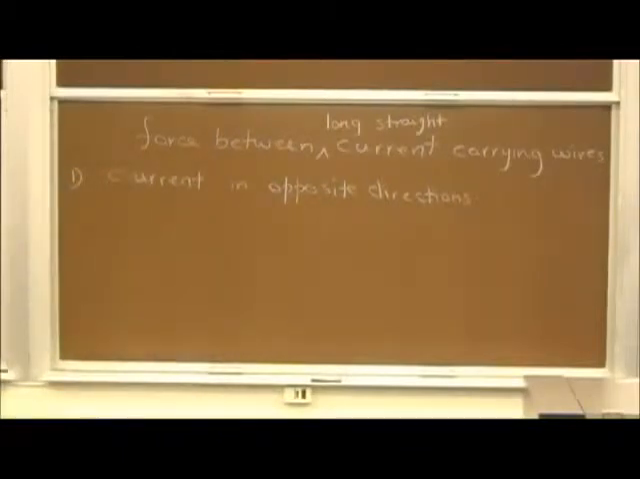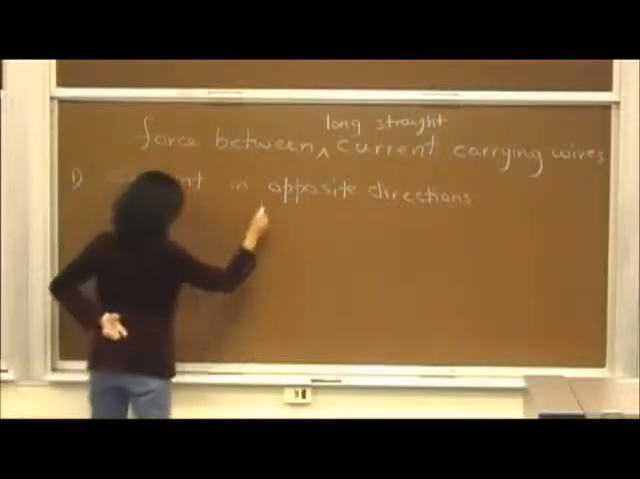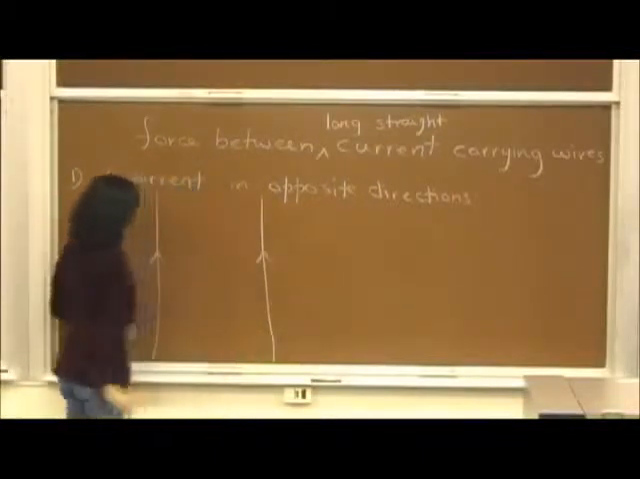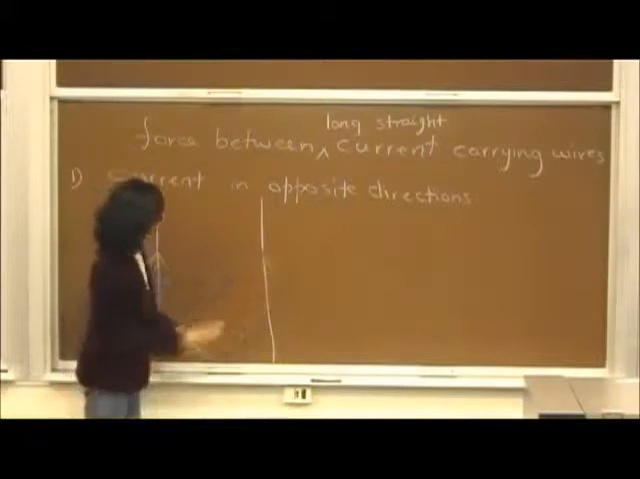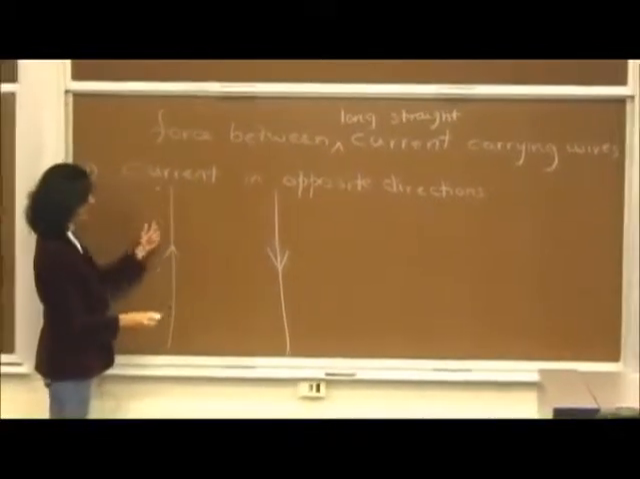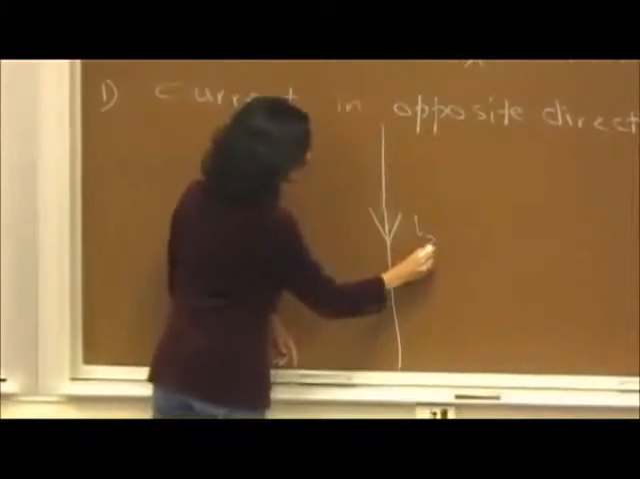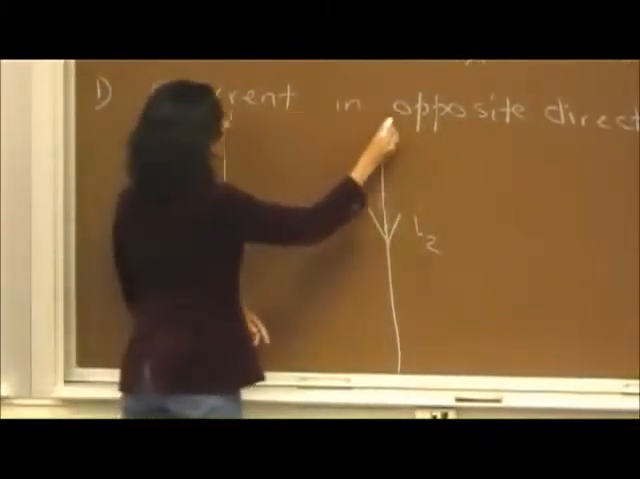Here is the thing. We said they are carrying current in opposite direction. So let's say that this is a wire which is carrying current down, and this is a wire that is carrying current up. Let's call this current I1. Let's call this current I2. So this is wire 1, this is wire 2.